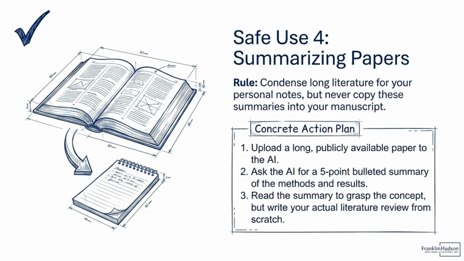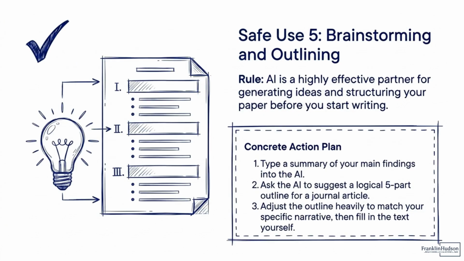An academic literature review is not a collection of summaries. It is a critical synthesis of the field. Your action plan should involve using the AI to help you understand a concept, then setting the AI aside and writing your own review from scratch. This ensures that your manuscript reflects your unique perspective and critical voice, which are the elements that provide value to the academic community.